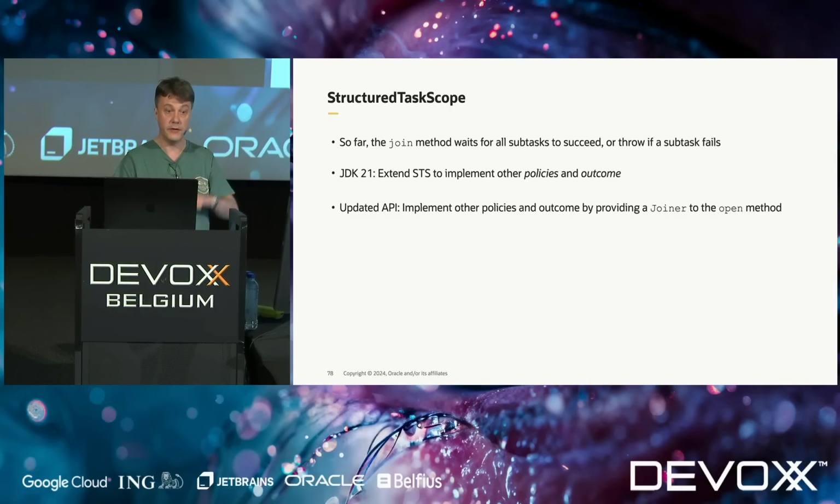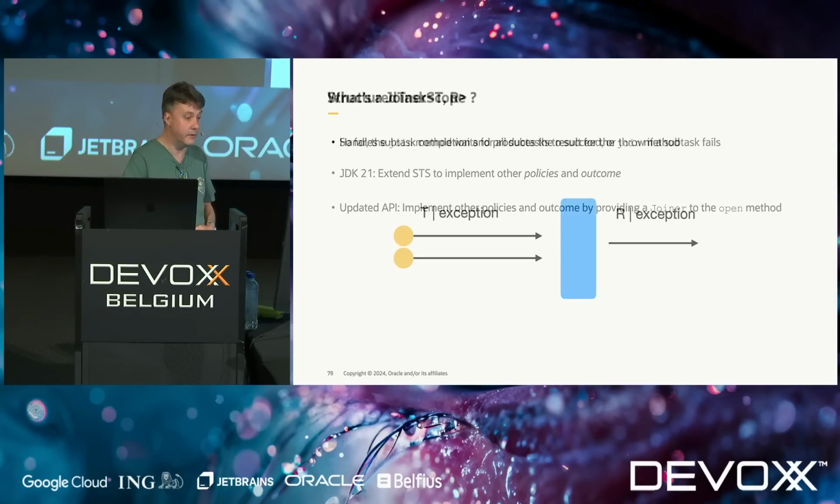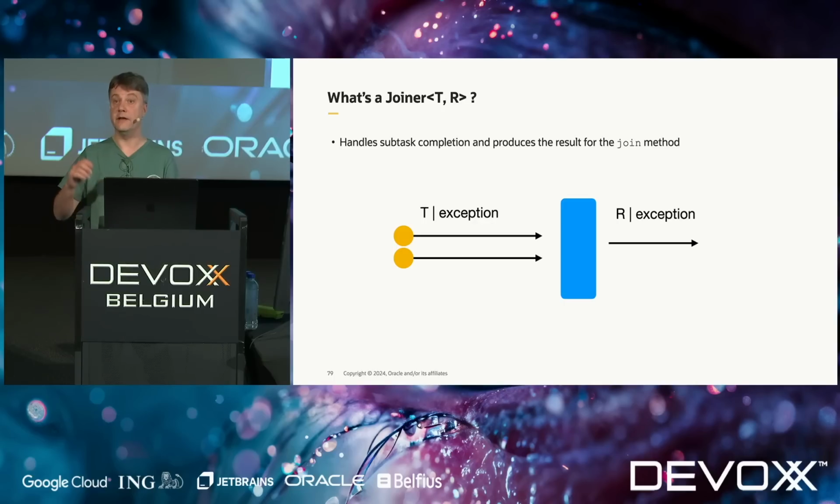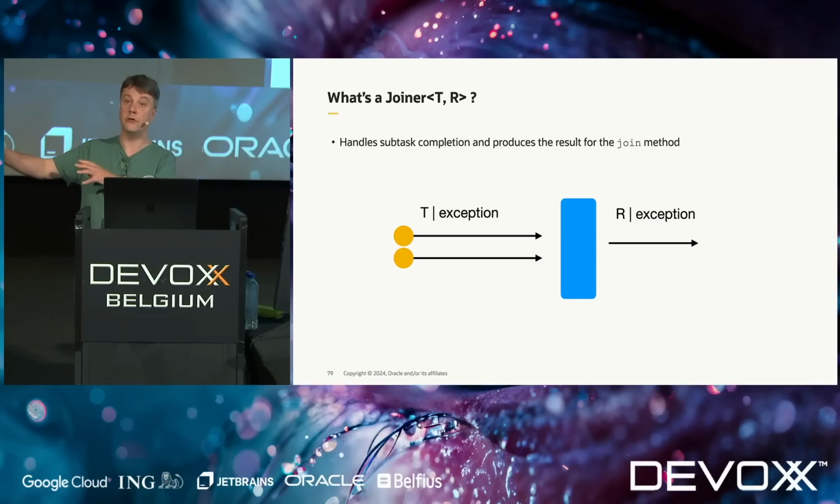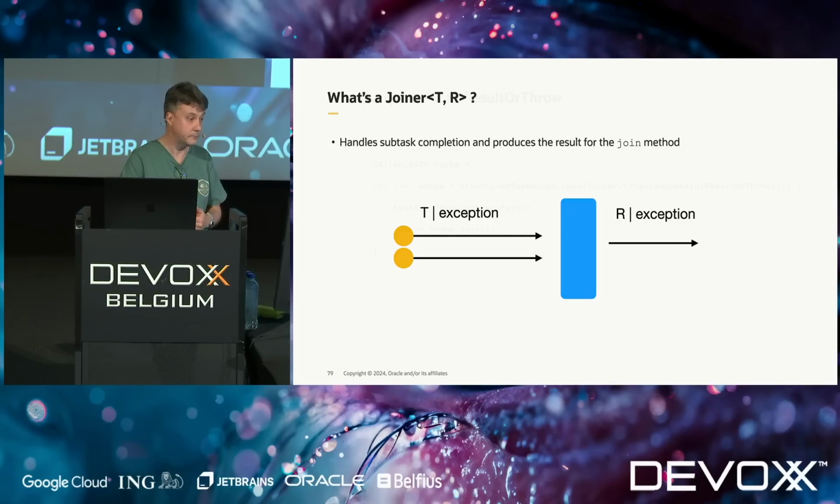And you can provide one of these objects to the open method to get another type of policy. Conceptually, just think of it as a concurrent mapping of the results from subtasks to some result that join can return, or some exception that join can return. That's the way it works.